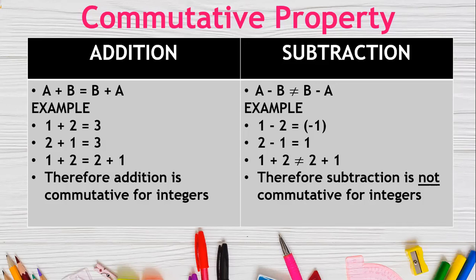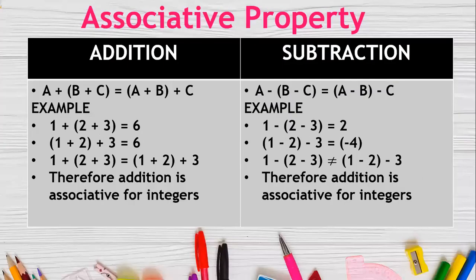Let's proceed to associative property. Associative property is also only true for addition. According to associative property, a plus b plus c is equal to a plus b plus c, with the grouping changed. Let us assume the value of a, b and c to be 1, 2 and 3 respectively. So we can apply the values in both LHS and RHS.